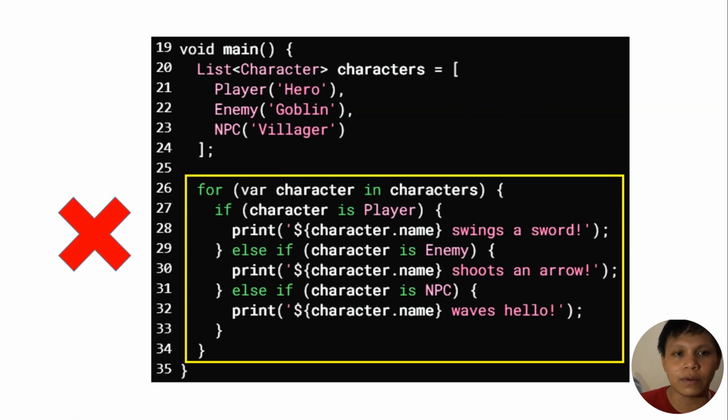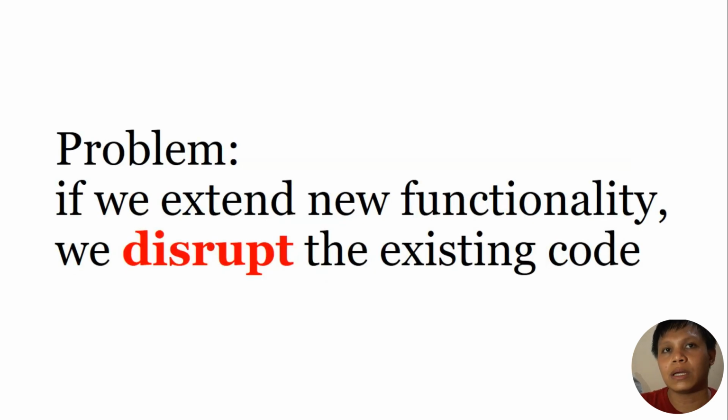However, there's a problem with this approach or with this code, kasi what if we're going to introduce a fourth subclass or fourth derived class? So, mangyayari, we're going to update this code. We're going to insert another else if condition dito. Basically, we are changing the current existing code. No? And yeah, that's the problem.